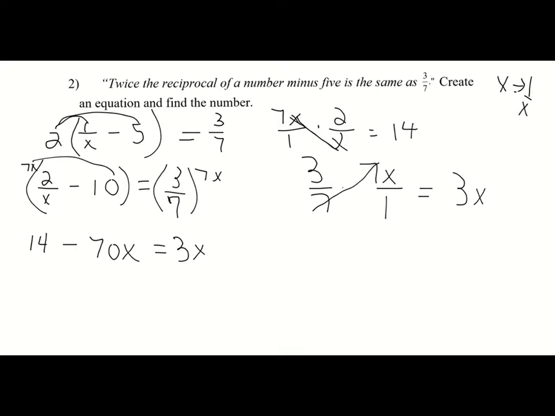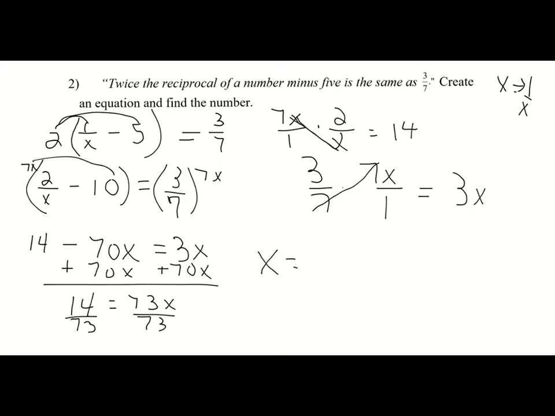So what I want to do here is add 70x to both sides. Now we have 14 is equal to 73x. Divide both sides by 73, and x is going to equal 14 over 73. Kind of a crazy answer, but it works.